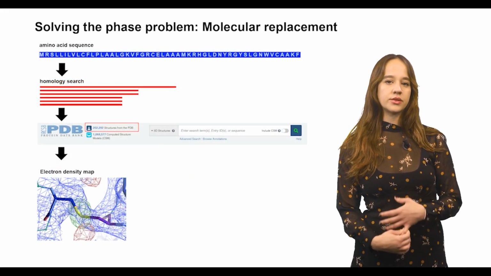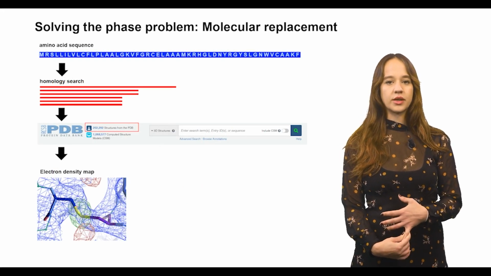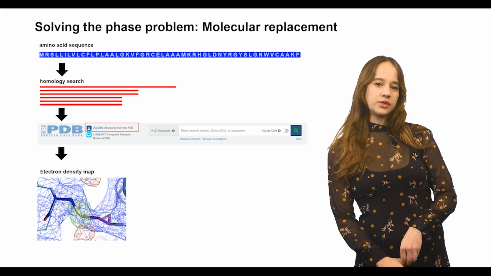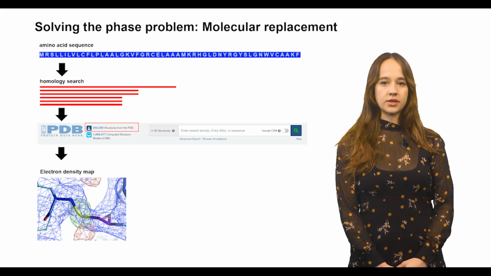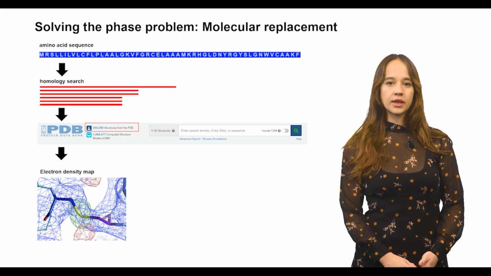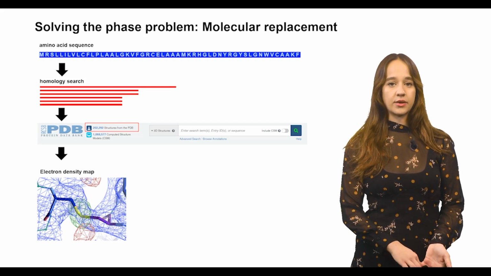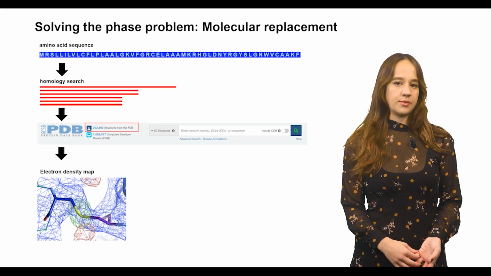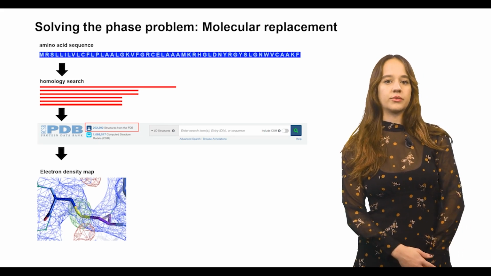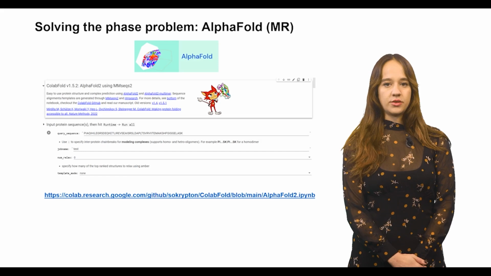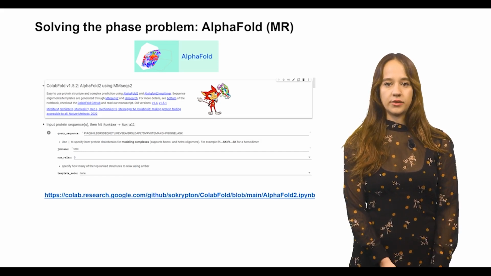One of the methods used to overcome the phase problem is molecular replacement. This involves the use of previously solved protein structures as a starting model, and phases are calculated based on them. Since the Protein Data Bank now has more than 200,000 structural models, there is often a possible starting model available for molecular replacement. A very recent development in structural biology is the use of AlphaFold.